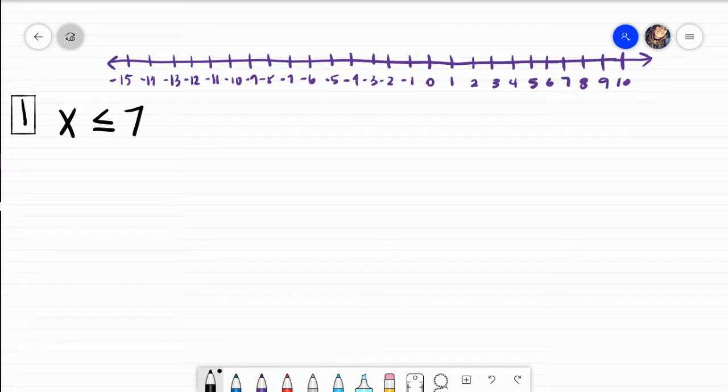Now, the question is, is my bracket going to open to the right side or to the left side? What values is it including? It says x is less than or equal to 7. That less than tells me that x can take on values smaller than 7. That's to the left of 7. So my bracket opens up to the left. That was supposed to be an arrow. My bracket opens up to the left.